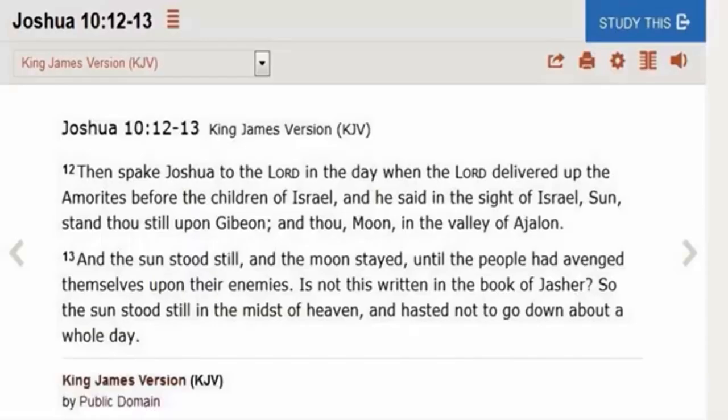Then spake Joshua to the Lord in the day when the Lord delivered up the Amorites before the children of Israel. And he said in the sight of Israel, Sun, stand thou still upon Gibeon, and thou moon in the valley of Ajalon. And the sun stood still, and the moon stayed, until the people had avenged themselves upon their enemies. Is not this written in the book of Jasher? So the sun stood still in the midst of heaven, and hasted not to go down about a whole day.